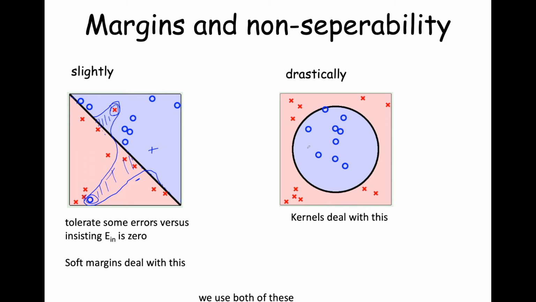Whereas if we have a drastically nonlinear problem, we want to spend that complexity, and that's where kernels come into play. Kernels deal well with this type of data set, this geometry in your data set. But if you have something that's slightly nonlinear, you don't want to pay that cost. You want to just ignore, if you will, those small number of outliers. And so the so-called soft margins deal with this slightly nonlinear version of the problem. And to complete our conversation on support vector machines, we're going to combine both of these to complete our support vector formulation in talking about kernels.